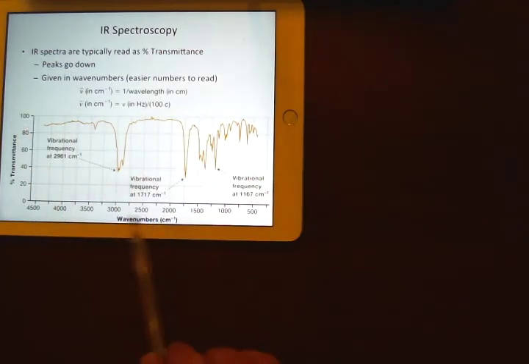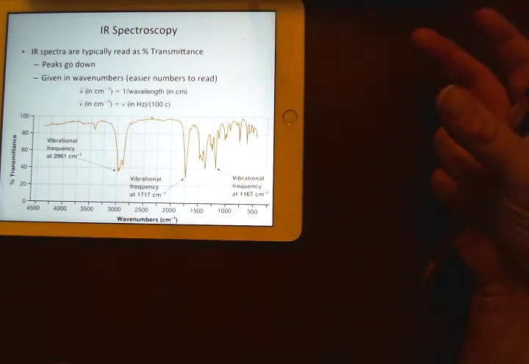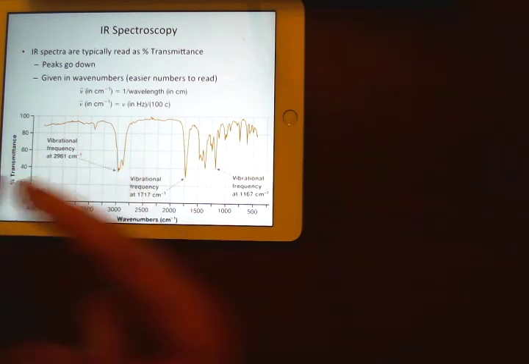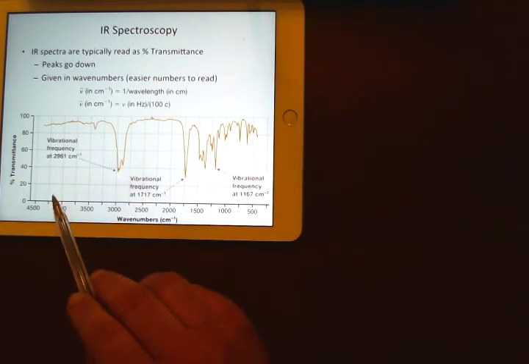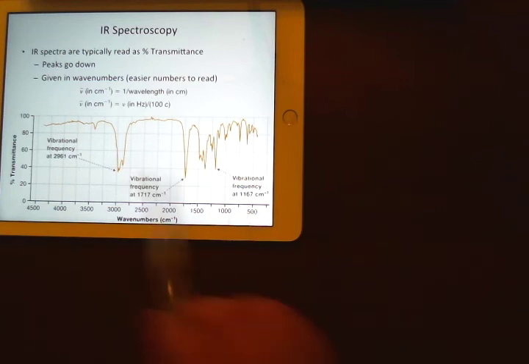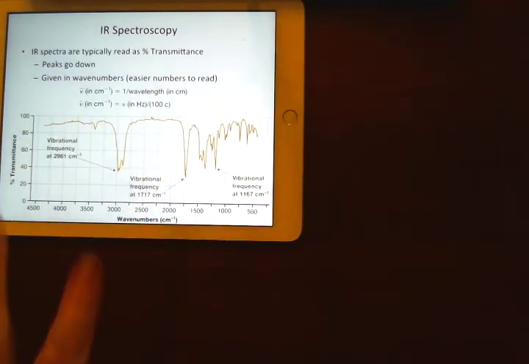So you shine a bunch of different wavelengths of light, and you usually give this in wave numbers, and all it is is 1 over the wavelength. So bigger numbers are smaller wavelengths, which means more energy. It's kind of weird, but basically they're trying to go from little numbers up. So they give this in wave numbers, and this is percent transmittance. So we know how much light we put in of each wavelength.